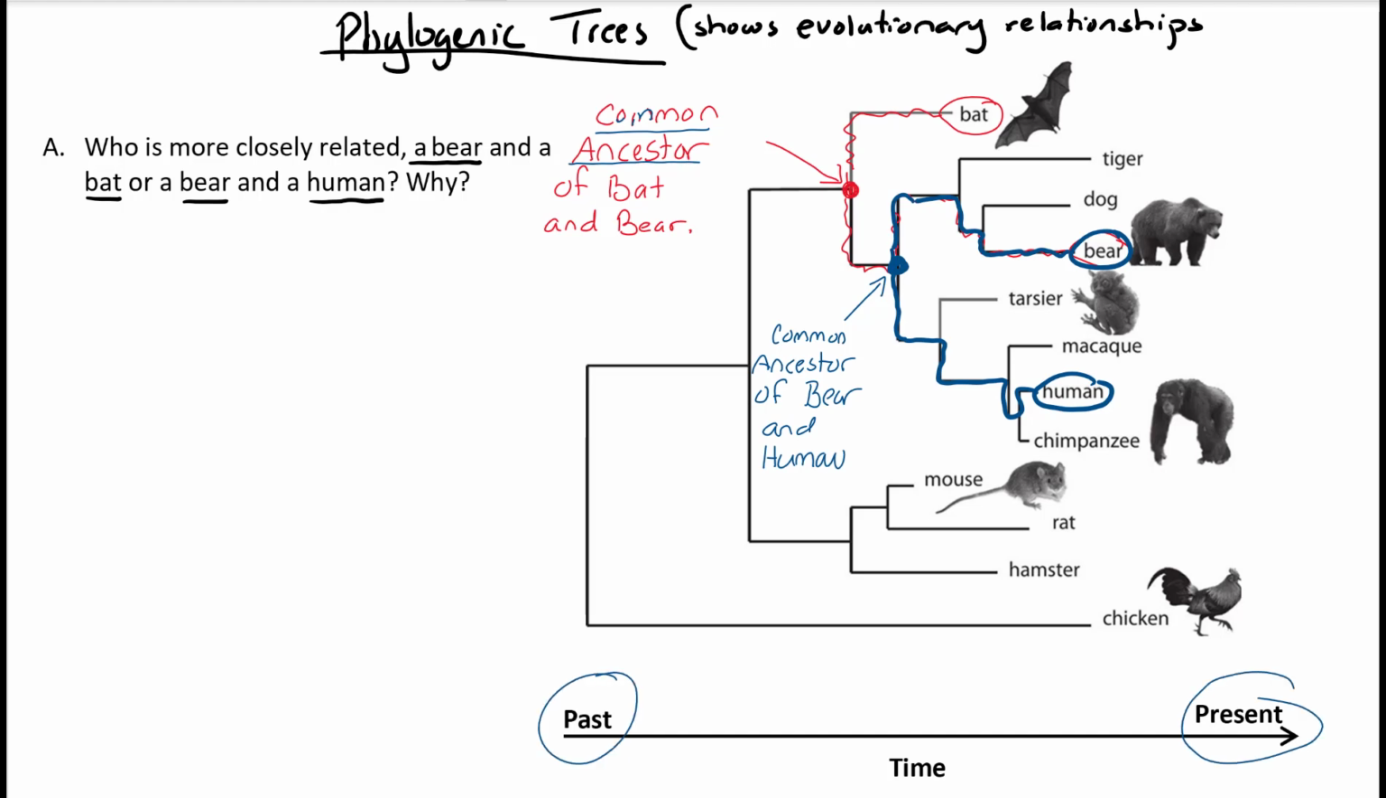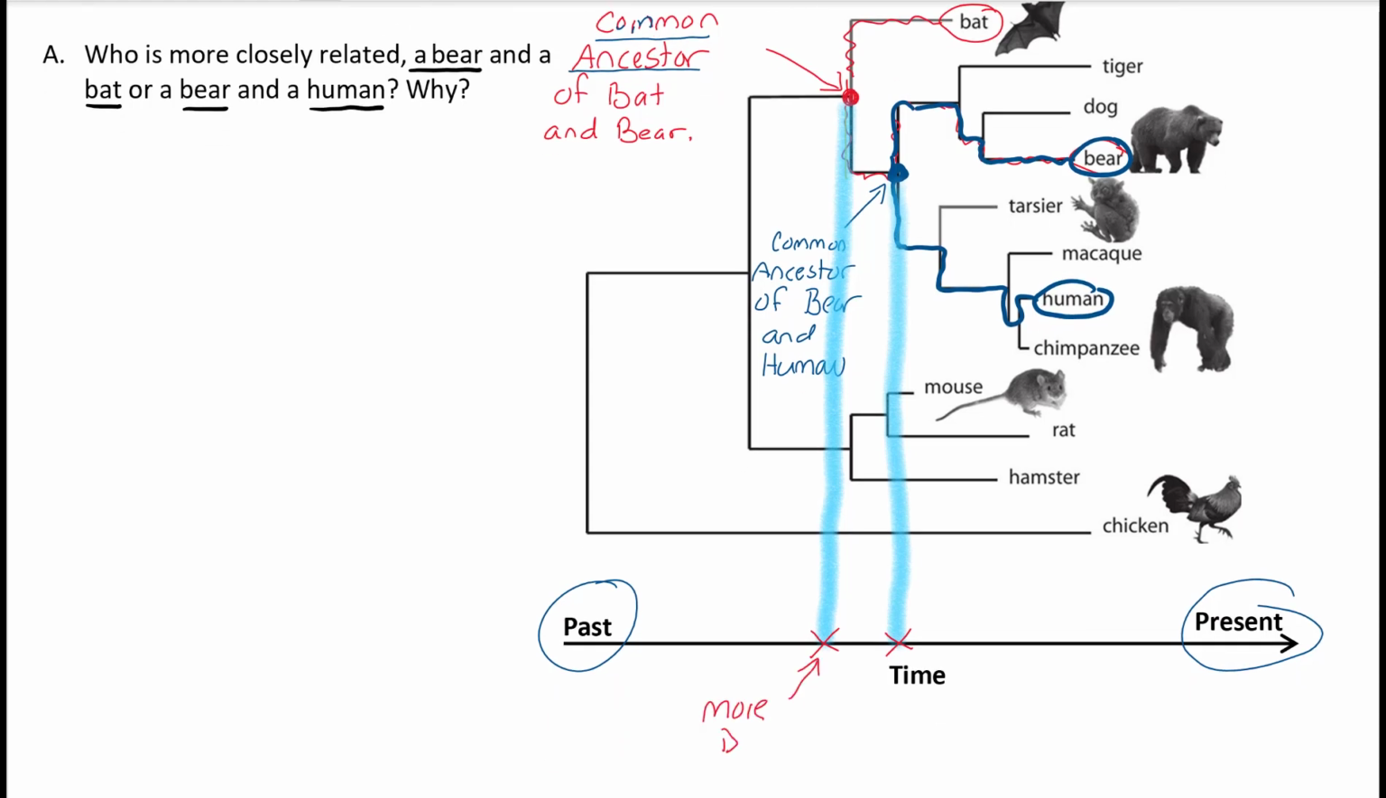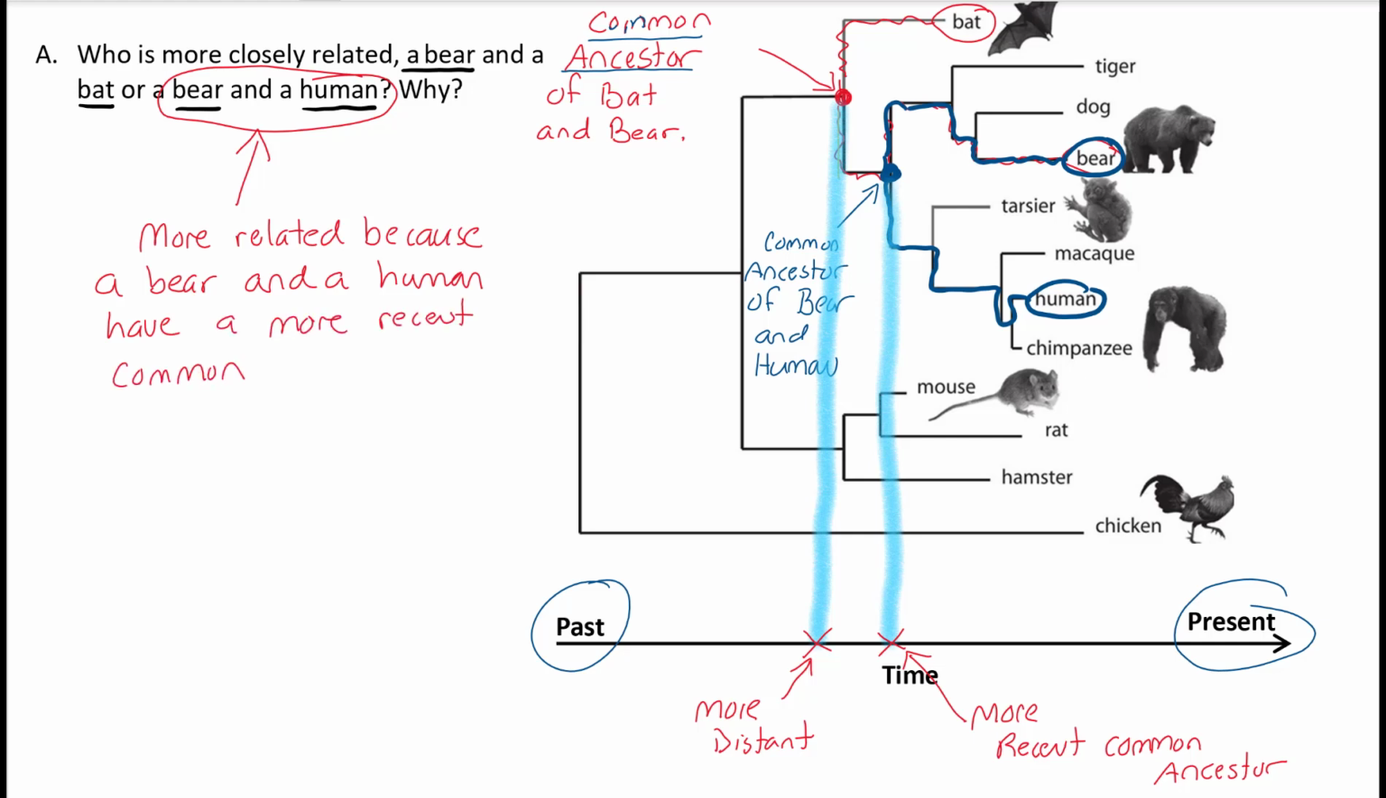On the bottom, you have a timescale. Past is on the left, present is on the right. You draw a line down from the common ancestors, and you see that one common ancestor is closer and one's more distant. The bear and human's common ancestor is more recent. Therefore, a bear and a human are more related because they have a more recent common ancestor.